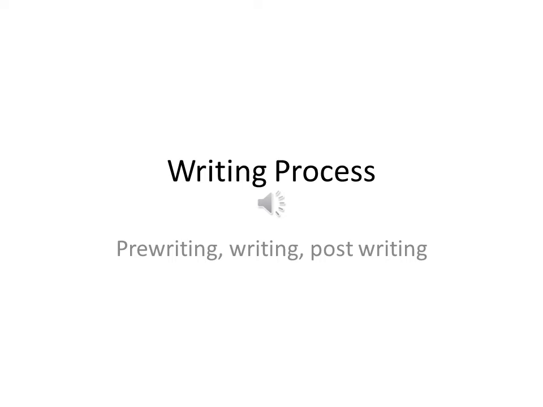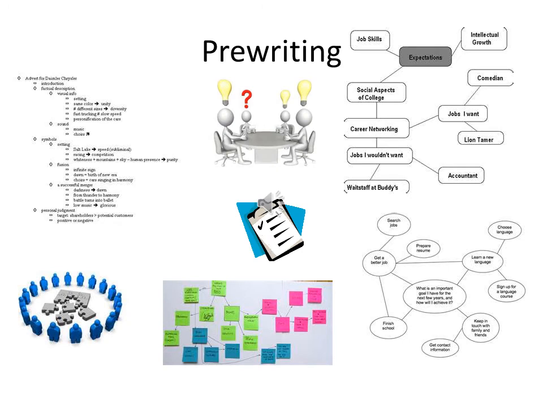Just like the reading process, there are 3 stages of the writing process: pre-writing, writing, and post-writing. Pre-writing is anything you do to help you generate ideas before you actually put your pen to paper or hand to a keyboard.